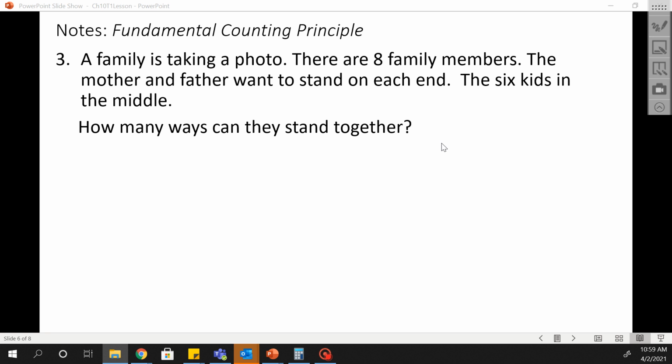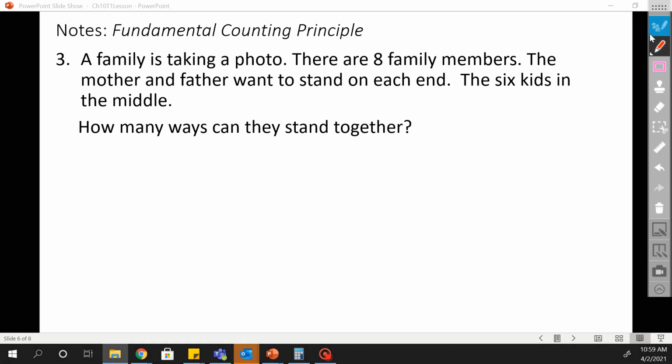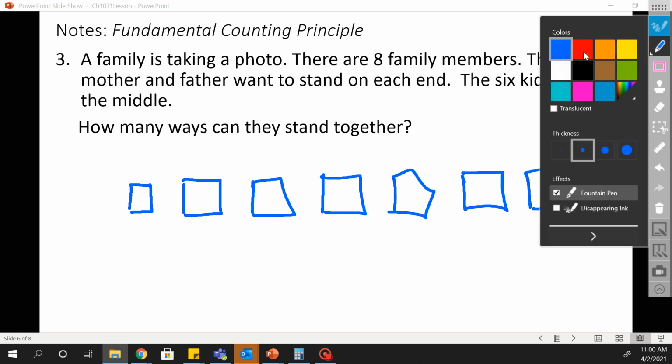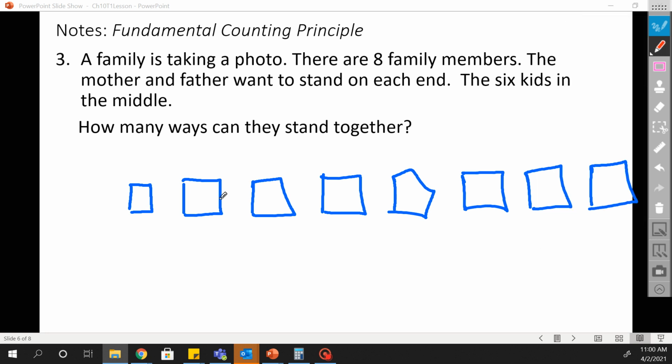Okay, so when we think about this, we first want to think about what are the options? Well, the options are the family members. They can stand in certain places. So the event is going to be where they're standing. They can either stand in the first spot, the second spot, the third spot, the fourth spot, the fifth spot, the sixth spot, the seventh spot, or the eighth spot. For each spot, there's going to be different options.